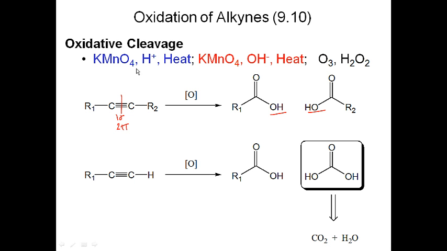Again, if you do this cleavage reaction with a terminal alkyne, when you split this apart, this part of the molecule will become a carboxylic acid. The right side of the molecule will become carbonic acid, and the carbonic acid will basically break apart, will dissociate into CO2 and water. Now, what reagents do I use?